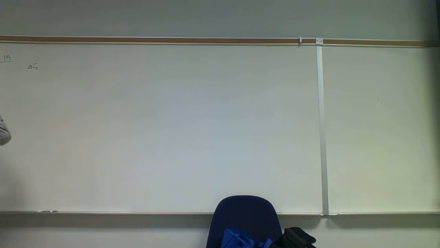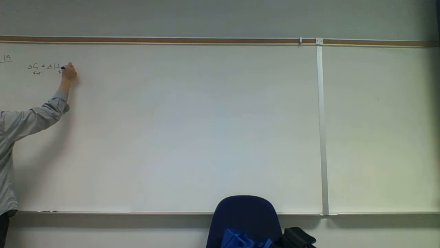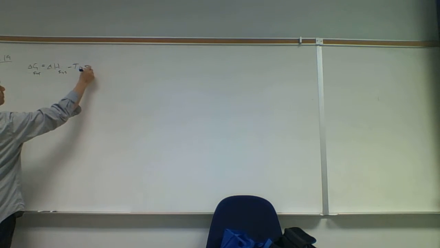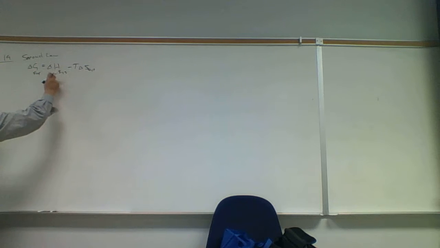Delta G is from our second law. The second law of thermodynamics is going to be delta G of the system equals delta H of the system minus T delta S of the system. And so in this form of the second law, if delta G goes down, then we have a driving force. So if delta G is negative, we look for things that make this negative.